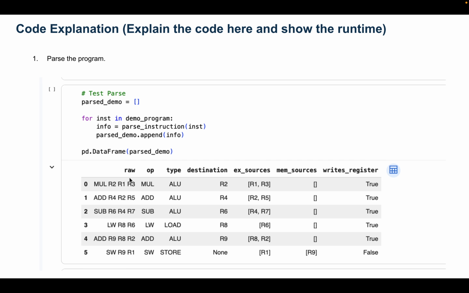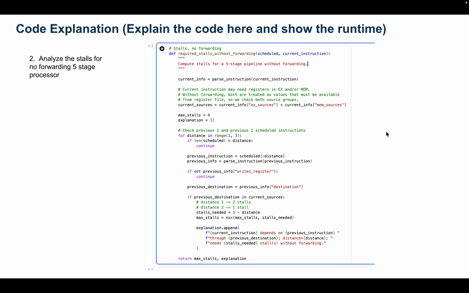Here we can see a demo program which has 6 instructions, and after we parse it, we know its operation type, destination, sources, and so on. Next is the function for stall handling without forwarding. This is the function that deals with that.